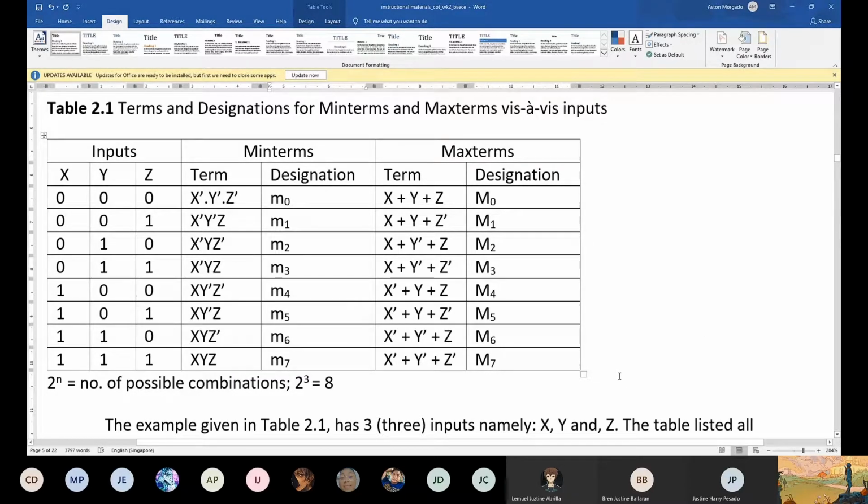Question about min-terms, class? Question about min-terms? None, ma'am. Okay, let's proceed with Maxterms.